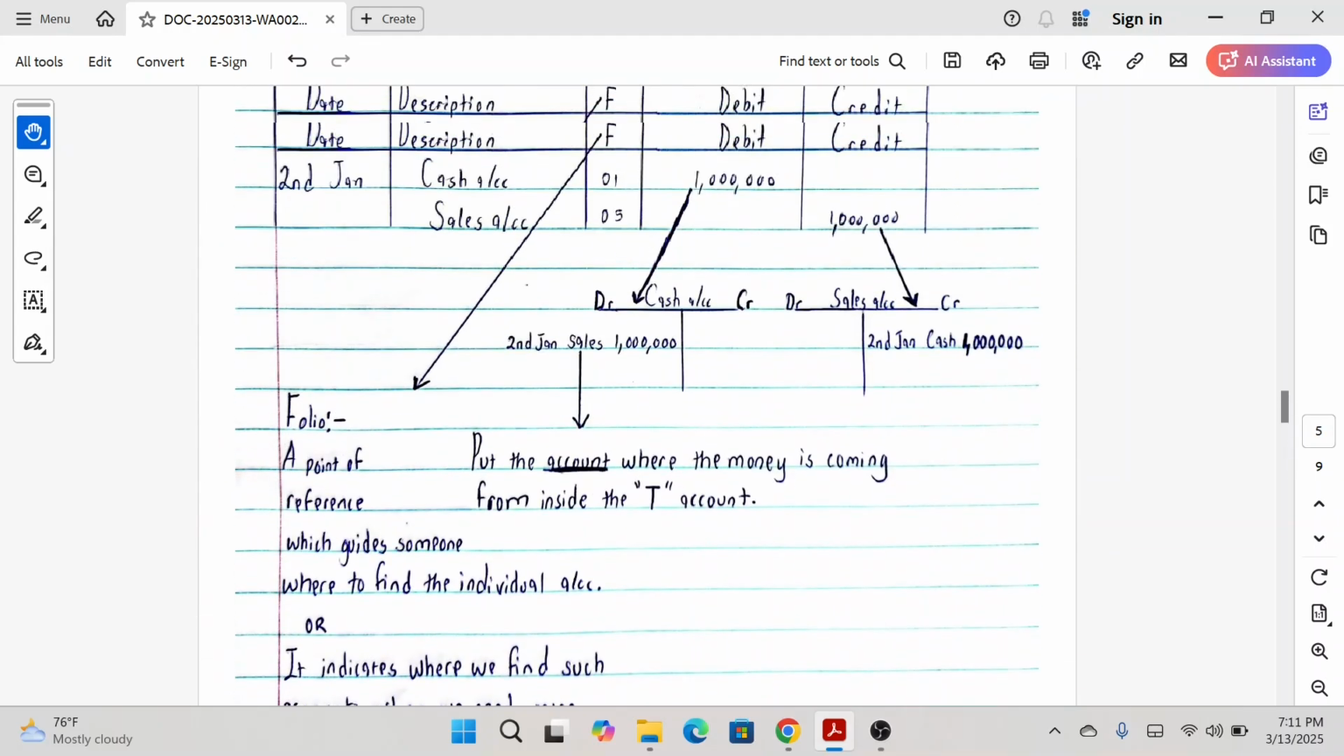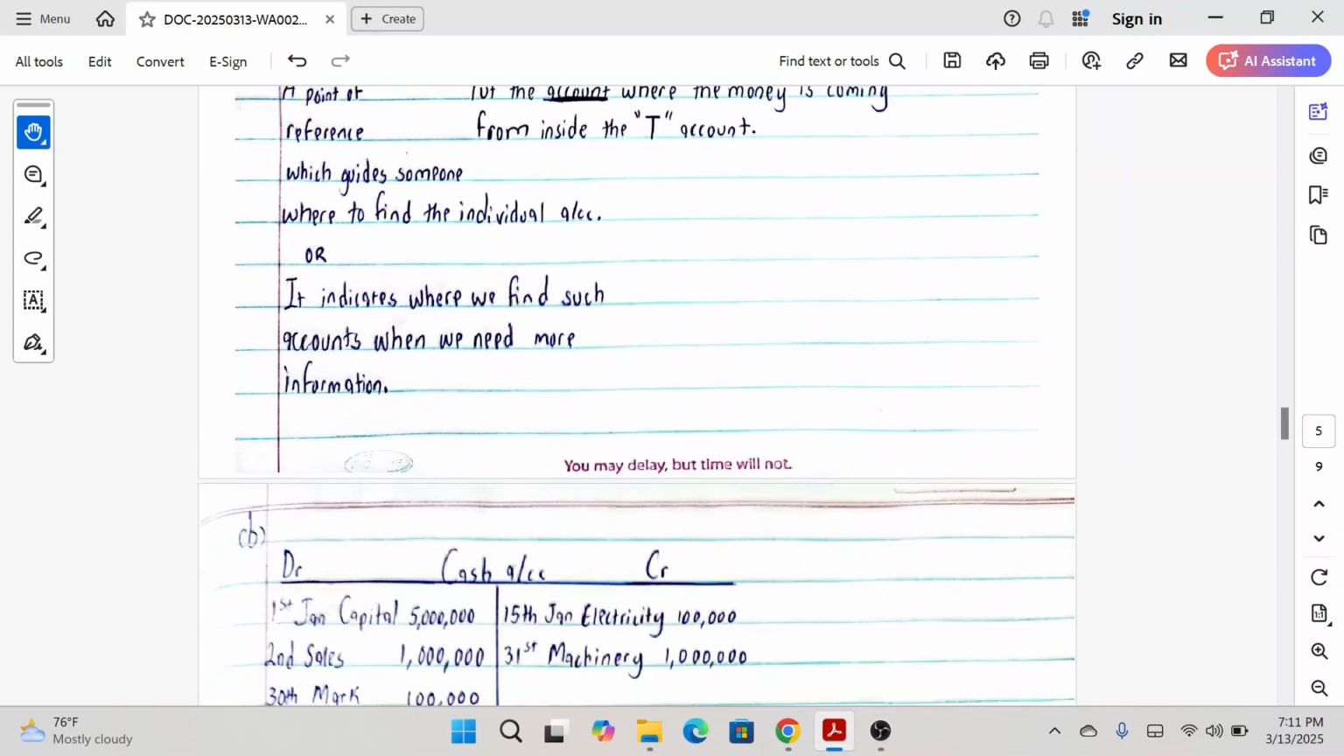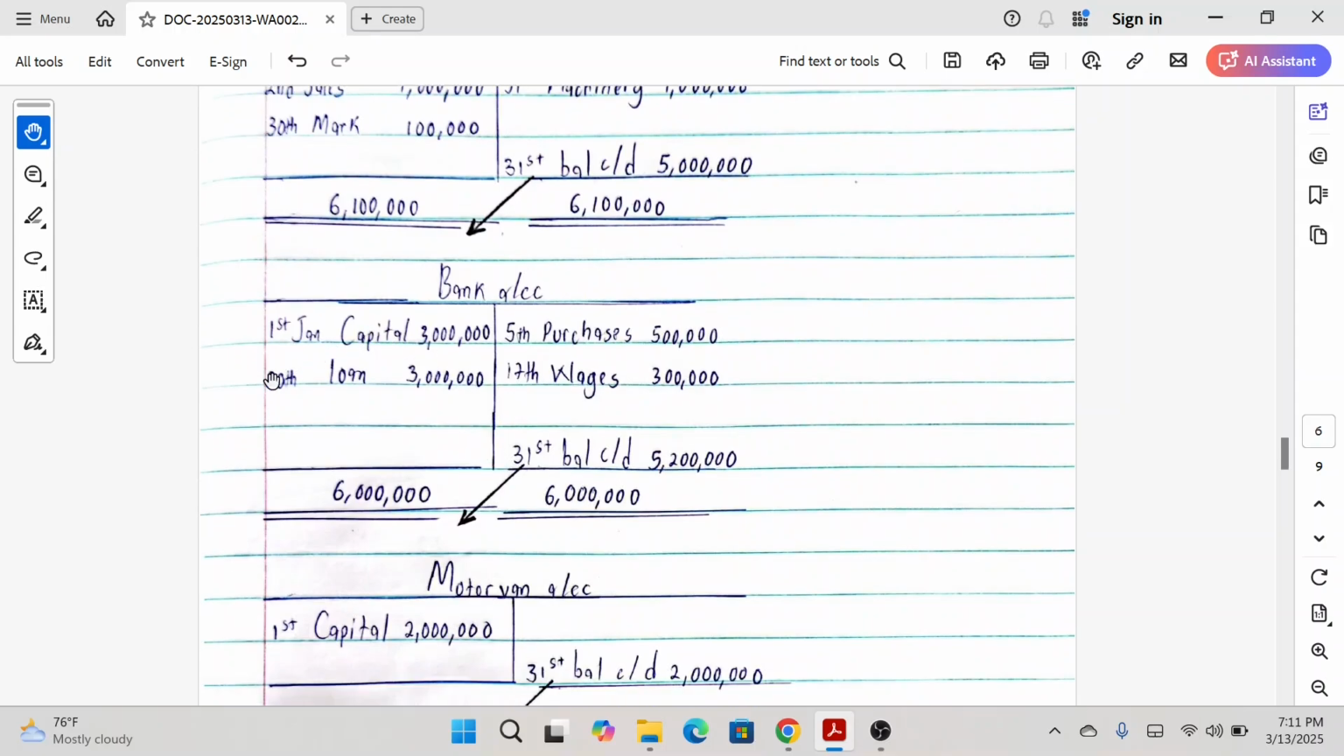Then we go to another one. We need wages here. So we look for another 2, which is this. This is a loan. The loan, we're going to go on the bank side on date number 20th. We put that 3 million on the debit side. So we go to the debit side, 20th, loan of 3 million.